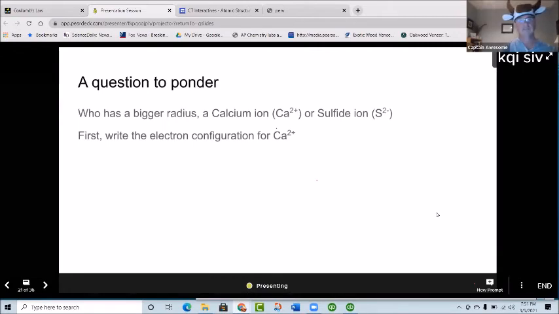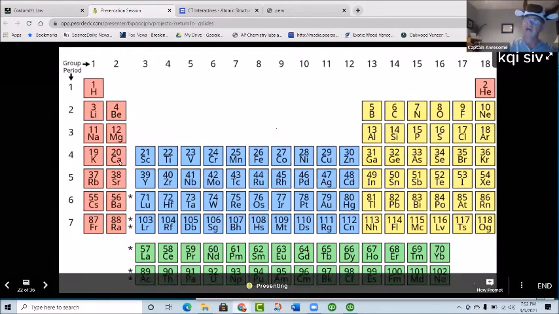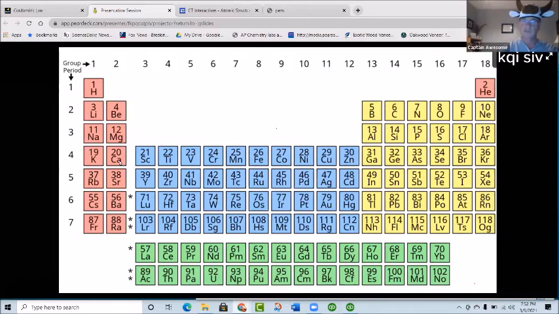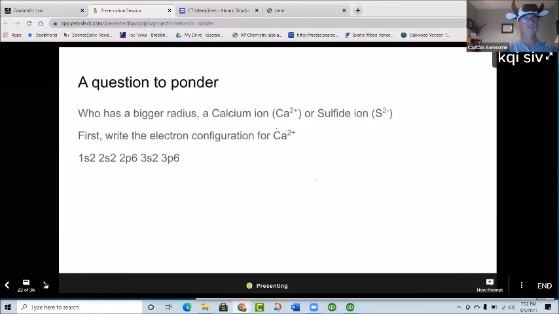All right, so let's say we're doing this. Who has a bigger radius, the calcium ion or the sulfide ion? First, we'd write the electron configuration for the calcium ion. Here's calcium, right here. It's got 20 electrons, but it's a calcium ion, so it loses 2 electrons. We need to write the electron configuration not for 20 electrons, but for 18 electrons, because it's got a +2 charge. So this is the electron configuration for calcium with a +2 charge.